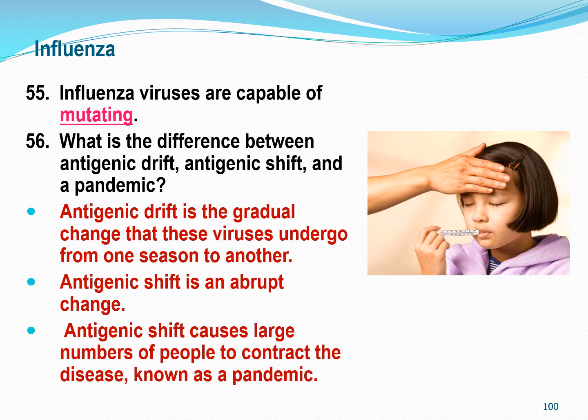So, influenza viruses are capable of mutating. That's the problem with viruses as a whole most of the time. So what is the difference? We're going to discuss the difference between antigenic drift, antigenic shift, and a pandemic, right? An antigenic drift is the gradual change that these viruses undergo from one season to another. Antigenic shift is an abrupt change. And then antigenic shift causes large numbers of people to contract the disease, and then it's known as a pandemic.